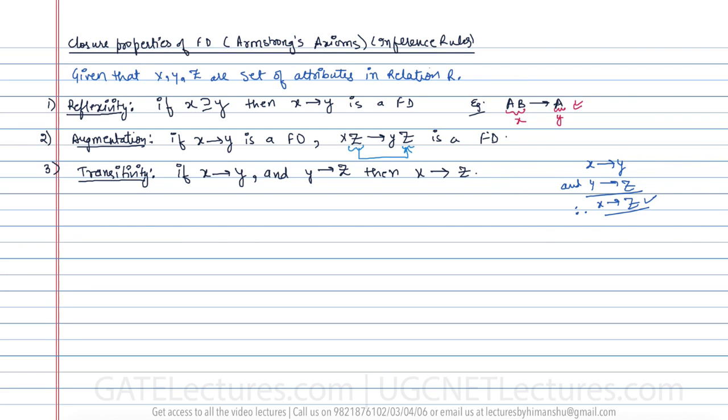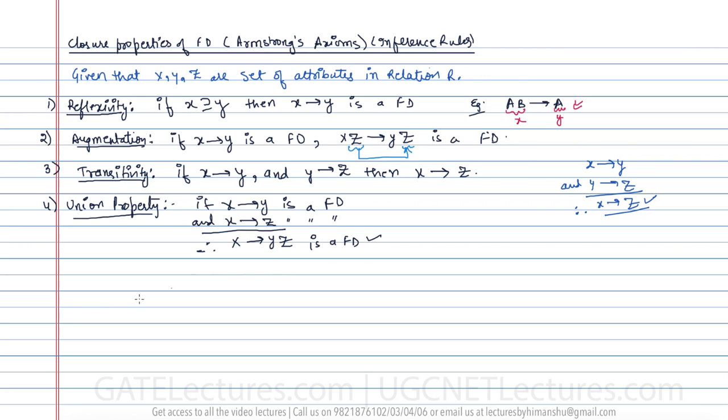Then the next property is the union property. What is the union property? If X determines Y is a functional dependency and X determines Z is a functional dependency, then you can union these two functional dependencies and say X determines YZ. This is called the union property.